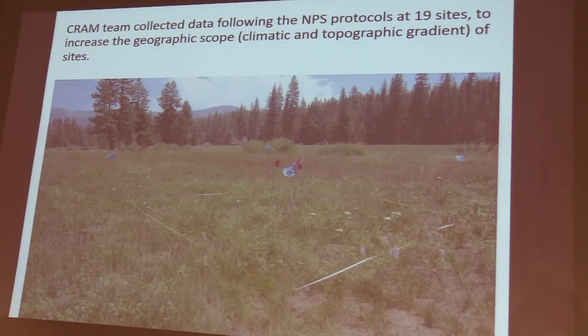So we went ahead and collected additional data following the National Park Service protocols at 19 sites beyond the ones that we had gotten from Forest Service and Park Service. So we had a total of about 40 sites for this project, or this part of the project. So we were able to increase that geographic scope and have a broader climatic and topographic gradient throughout the state. And this was the data collection method, so we set up these plots, which also had subplots, and so it was a very detailed survey of the vegetation at each site.